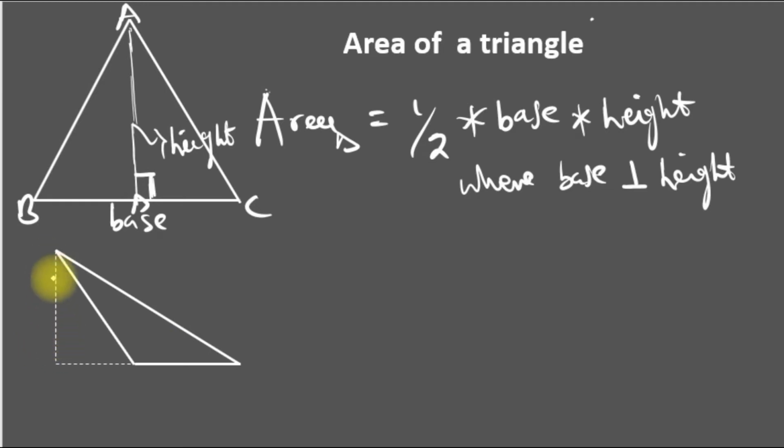Or, as you can see, if it's not directly perpendicular, you extend the base. If you extend the line, this is the height, and they make an angle of 90 degrees. So I'm saying that this is also the height, so this is also half base times height.